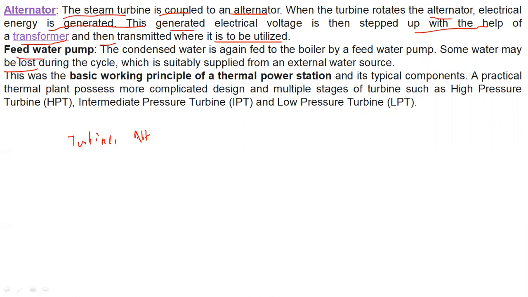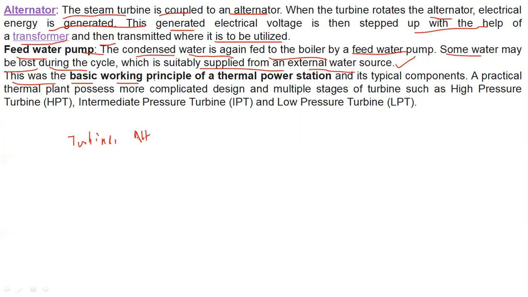Feed water pump. What is the feed water pump? The condensed water is again fed to the boiler by the feed water pump. The steam which is input to the LP turbine is condensed in the condenser and this is again fed to the boiler by a feed water pump. That is the requirement of the feed water in the thermal power station. Some water may be lost during this cycle, which is suitably supplied from an external source.